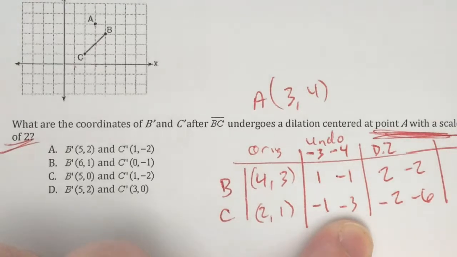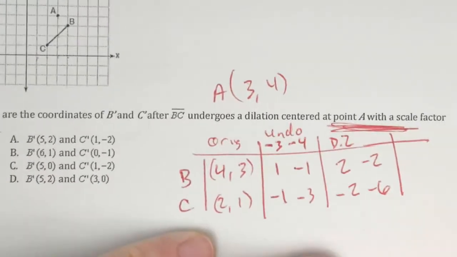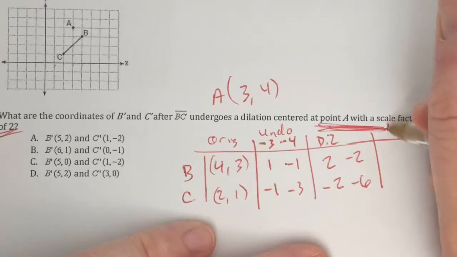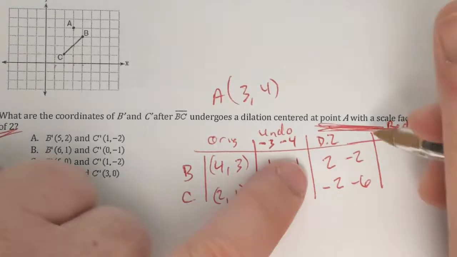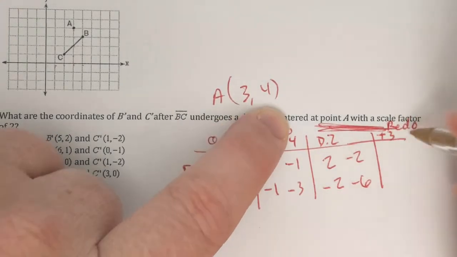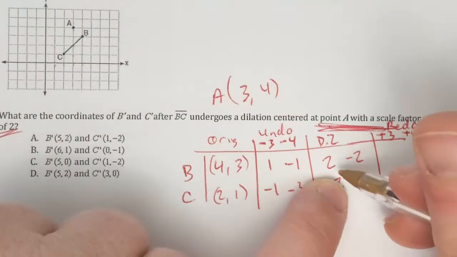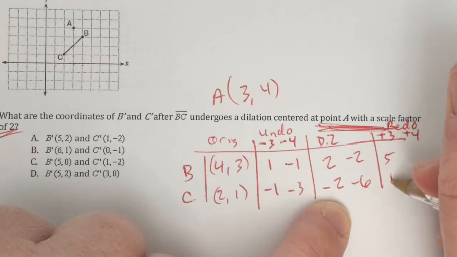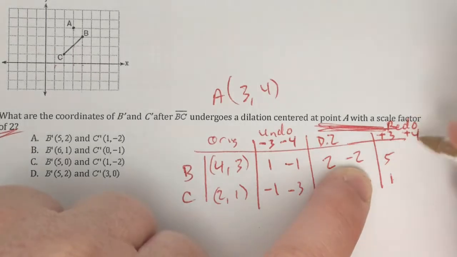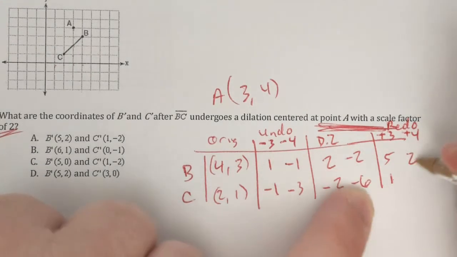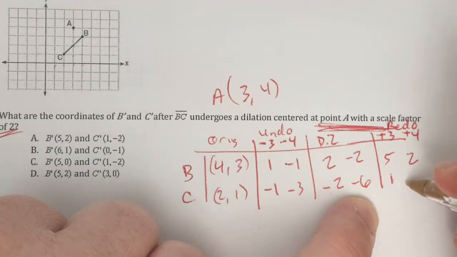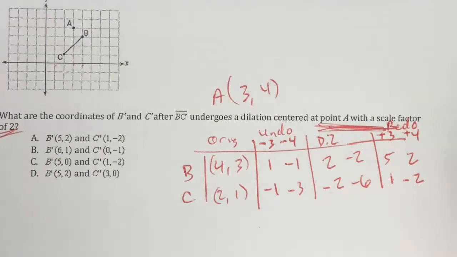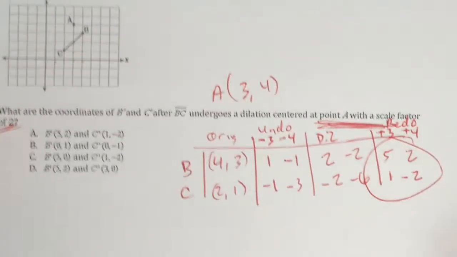All right. And then finally, you reattach your center. So redo. We're going to add the 3 back on, and we're going to add the 4 back on. So 2 plus 3 is 5. Negative 2 plus 3 is 1. Negative 2 plus 4 is 2. Negative 6 plus 4 is negative 2. All right, and those are your coordinates right here. That right there is your answer.